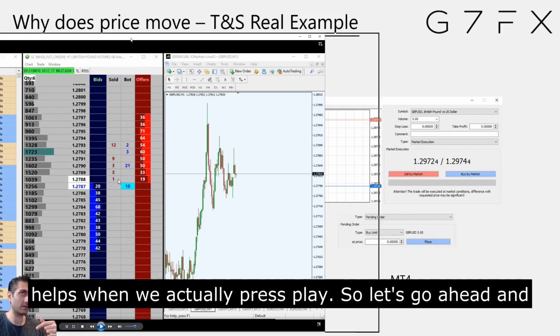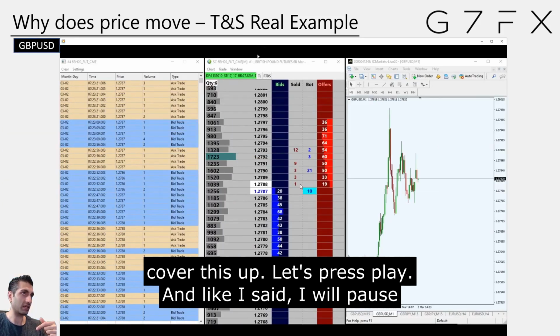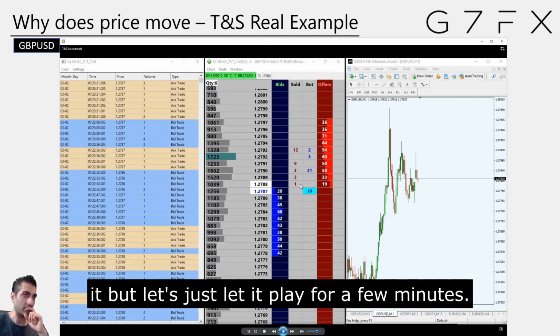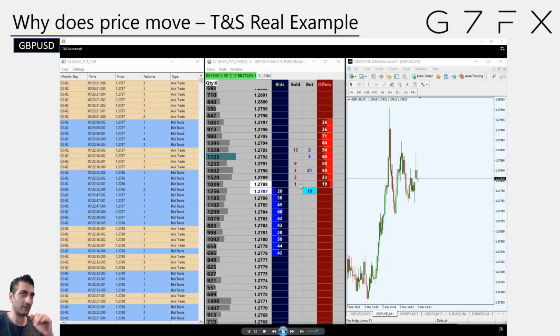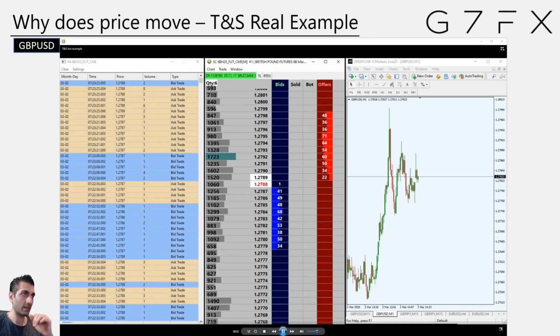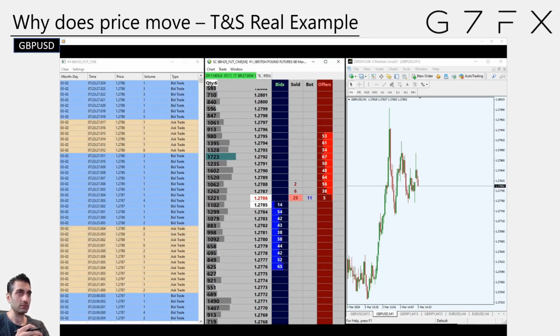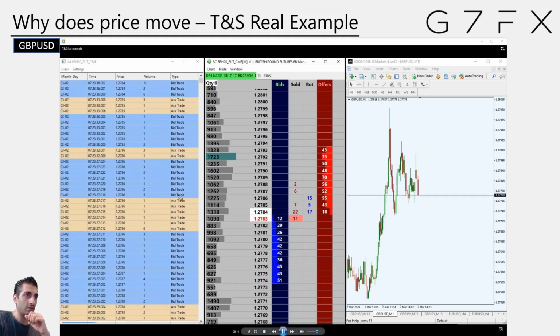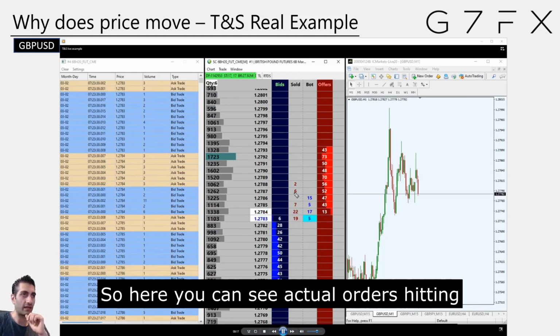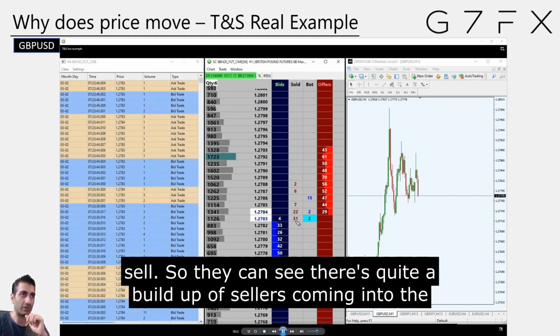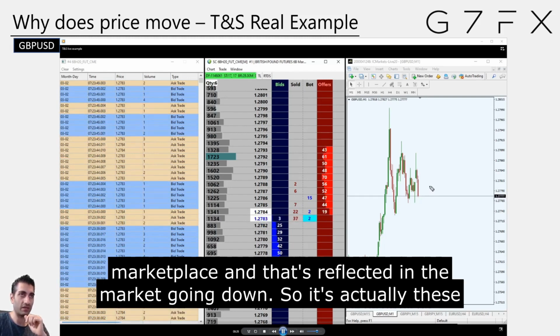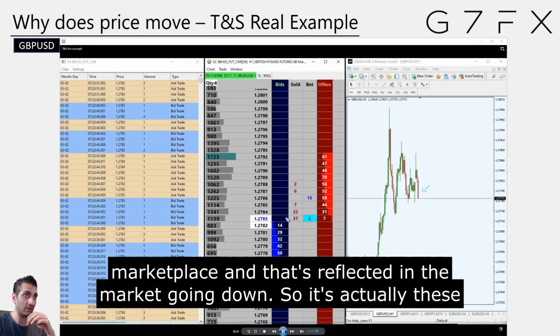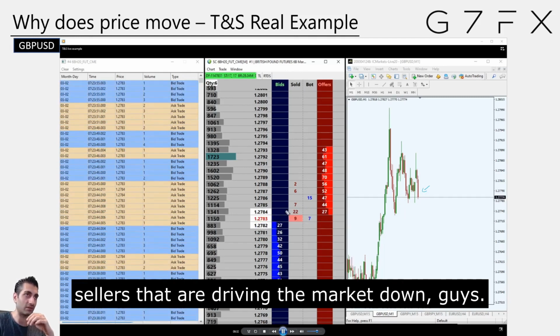So let's go ahead and cover this up. Let's press play. And like I said, I will pause it, but let's just let it play for a few minutes. So here you can see actual orders hitting sell. There you can see there's quite a build up of sellers coming into the marketplace, and that's reflected in the market going down. So it's actually these sellers that are driving the market down, guys.